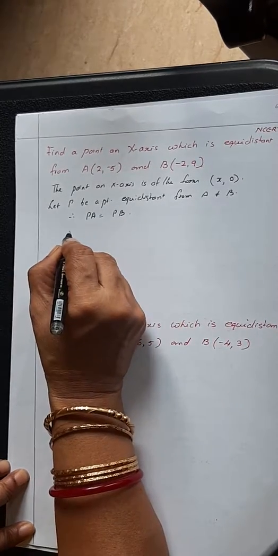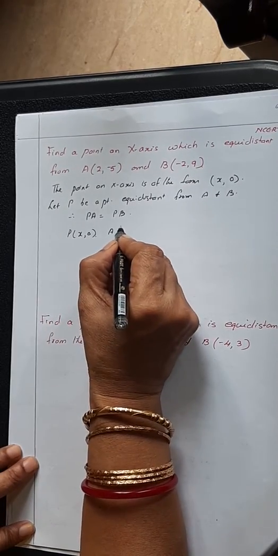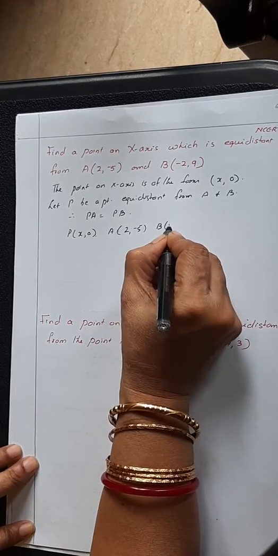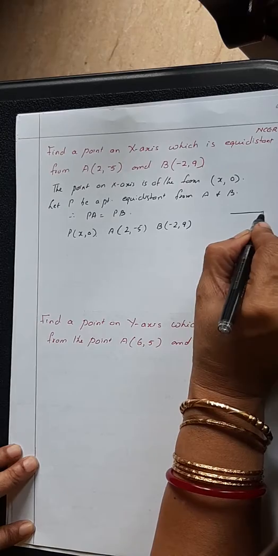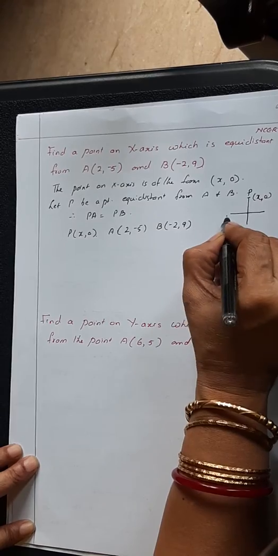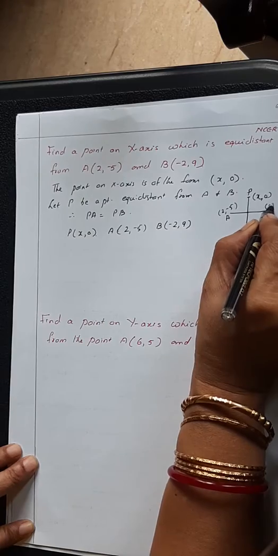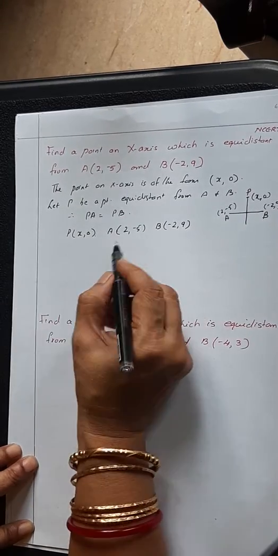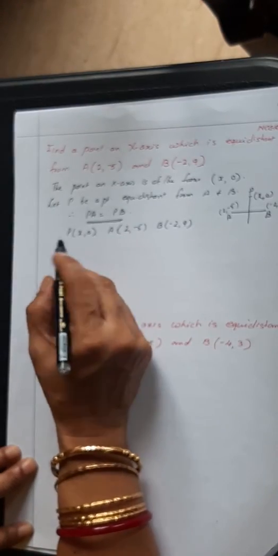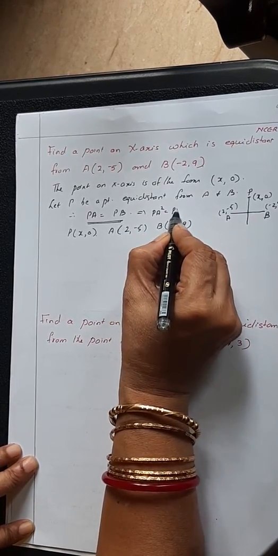So here it is, P is (x, 0), A is (2, -5) and B is (-2, 9). This is (x, 0), A and B. So we will find PA equal to PB. We will square it: PA squared is equal to PB squared.